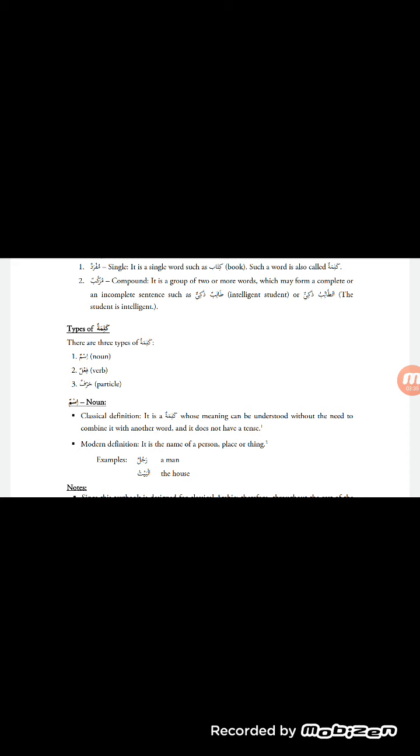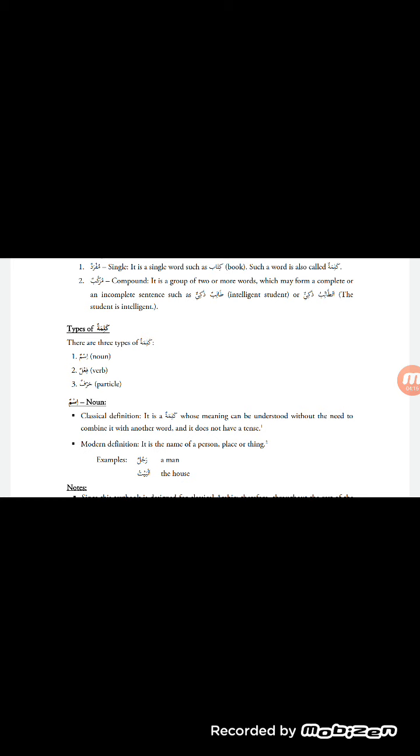And compound, murakkab, is a group of two or more words which may form a complete or an incomplete sentence, such as talibun zakiyun or at-talibu zakiyun, an intelligent student, or the student is intelligent. So here talibun is a word, zakiyun is also a word. So these are two words. This is a phrase, talibun zakiyun, and at-talibu zakiyun is a complete sentence.